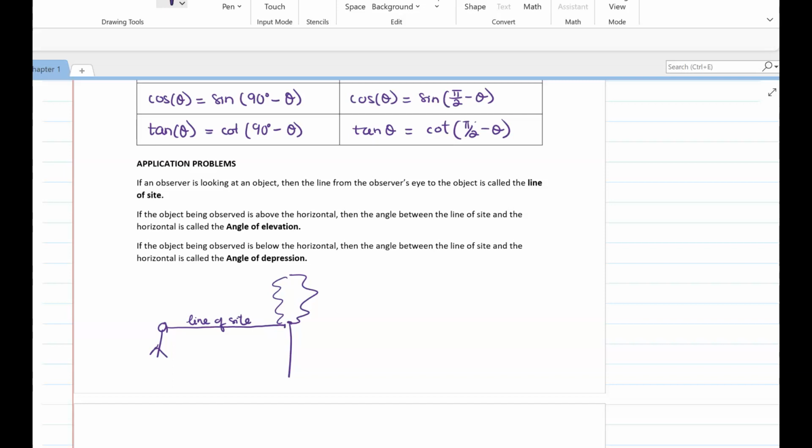If an object being observed is above the horizontal, then the angle between the line of sight and the horizontal is called the angle of elevation. So let's say you look at the top of the tree, this direction, this angle here is called the angle of elevation. So for angle of elevation, you look up.